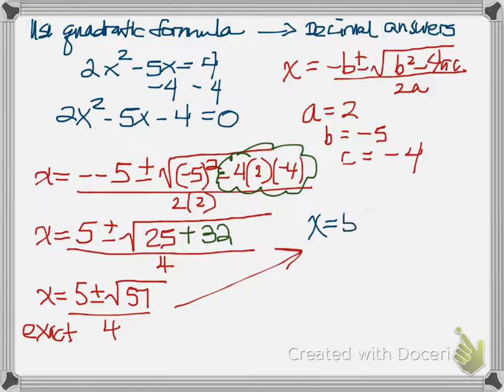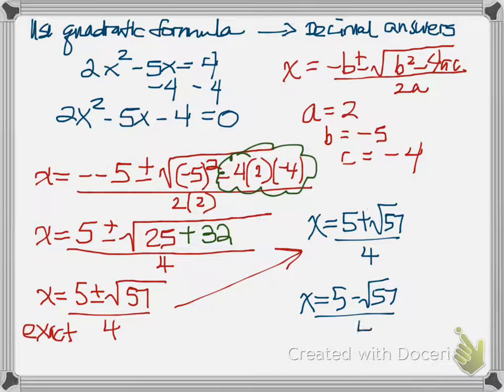So I get x is equal to 5 plus the square root of 57 divided by 4, and x is equal to 5 minus the square root of 57 divided by 4, and now I'm going to take my calculator out. So on my calculator, I'm going to do the square root of 57. When I do the square root of 57, I get this long number. It's got a lot of digits to it. The square root of 57 is equal to 7.54983444. Okay, that's what my calculator gave me.